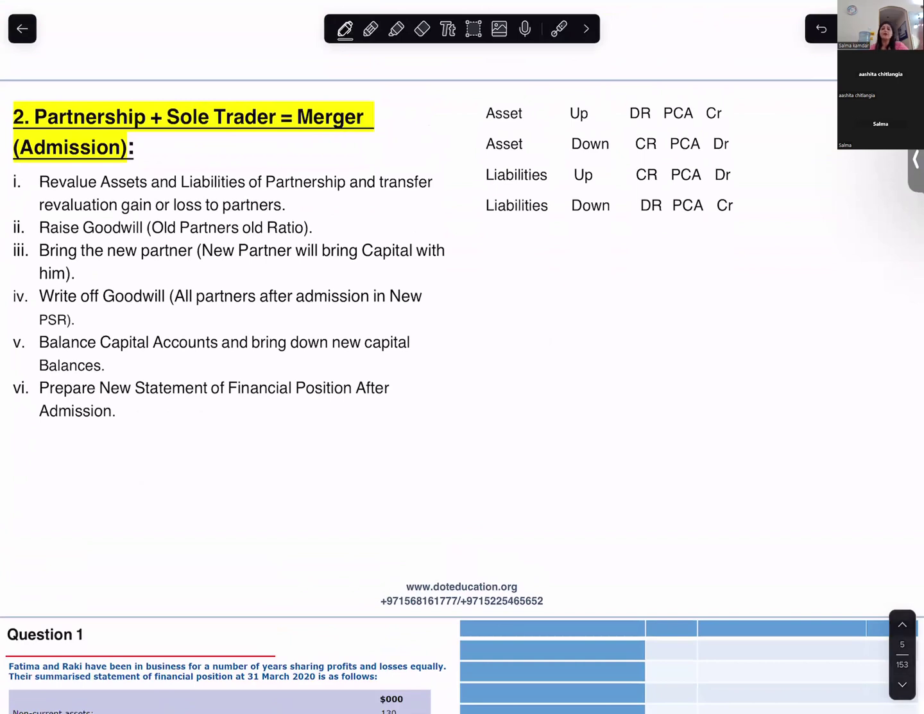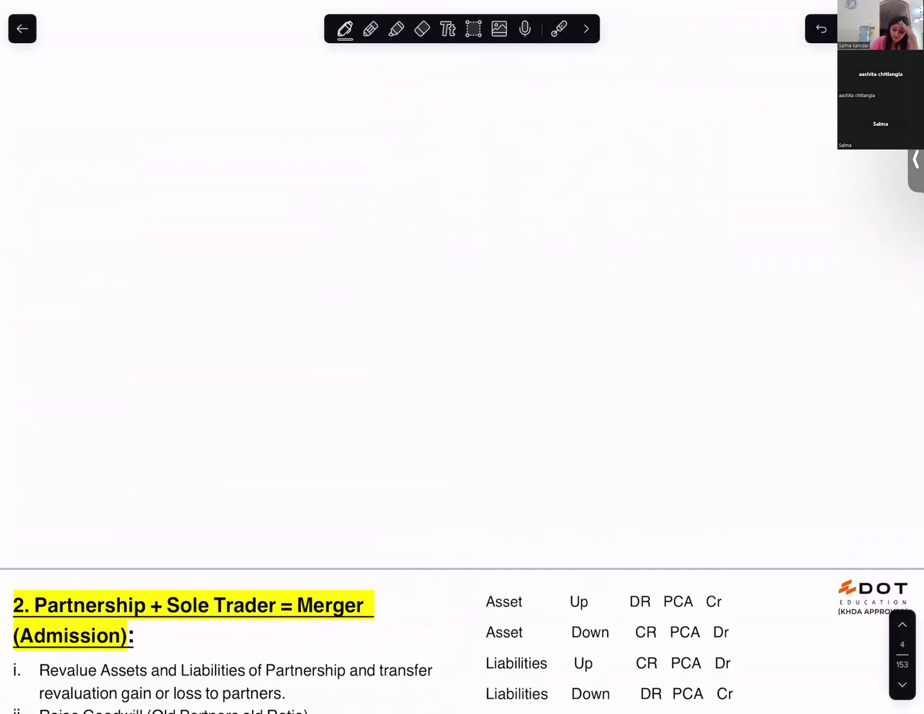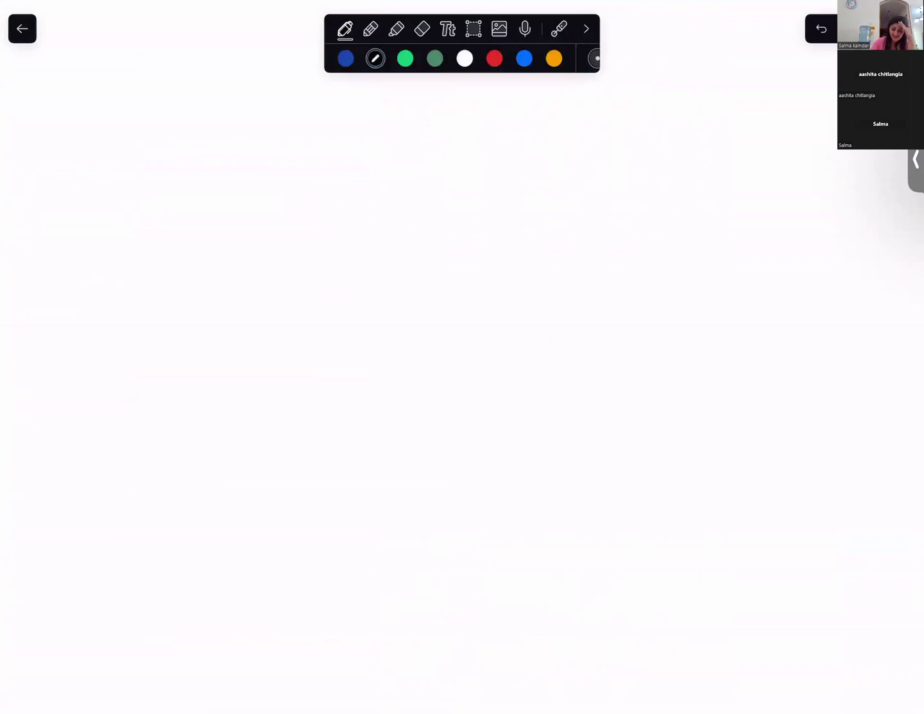So now we are talking about merger. Now understand one thing, when I talk about merger, merger is like admission. What do you mean by merger? Merger is basically when one business merges with another business to make a third business. Like two businesses come together. So business one is merging up with another business to make a third business.